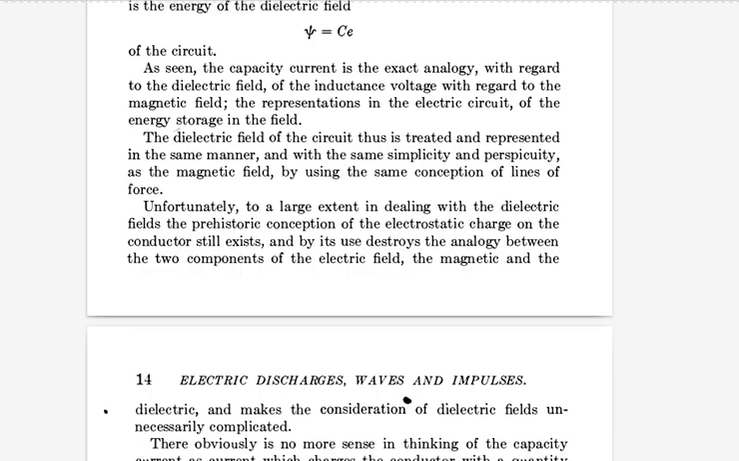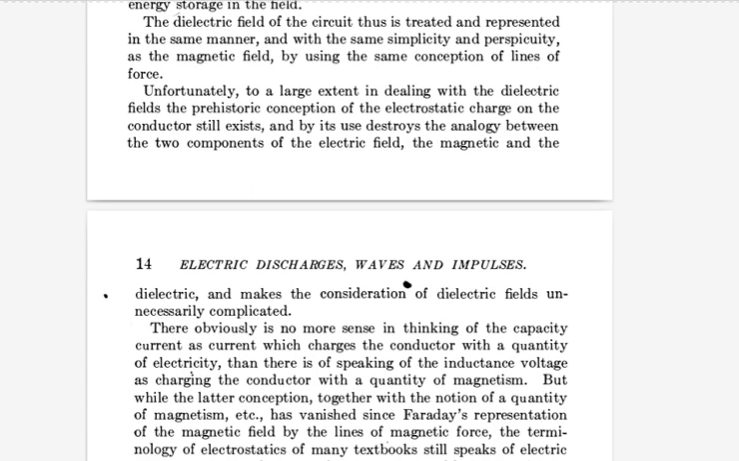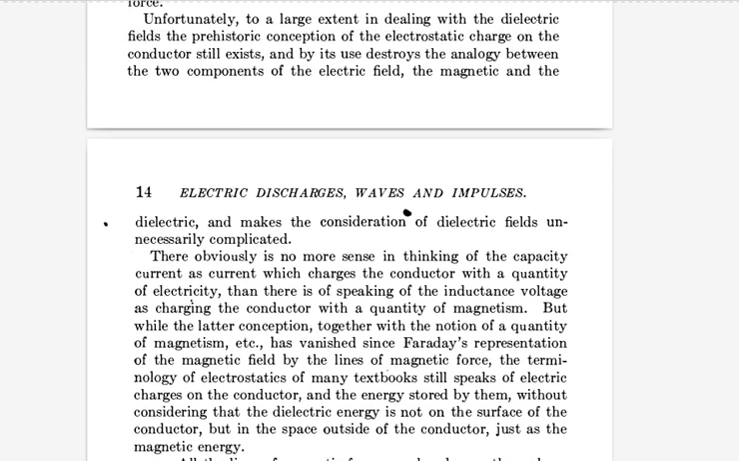The dielectric field of the circuit thus is treated and represented in the same manner, and with the same simplicity and perspicuity, as the magnetic field, by using the same conception of lines of force. Unfortunately, to a large extent in dealing with the dielectric fields, the prehistoric conception of the electrostatic charge on the conductor still exists, and by its use destroys the analogy between the two components of the electric field, the magnetic and the dielectric, and makes the consideration of dielectric fields unnecessarily complicated. There obviously is no more sense in thinking of the capacity current as current which charges the conductor with a quantity of electricity, than there is of speaking of the inductance voltage as charging the conductor with a quantity of magnetism.